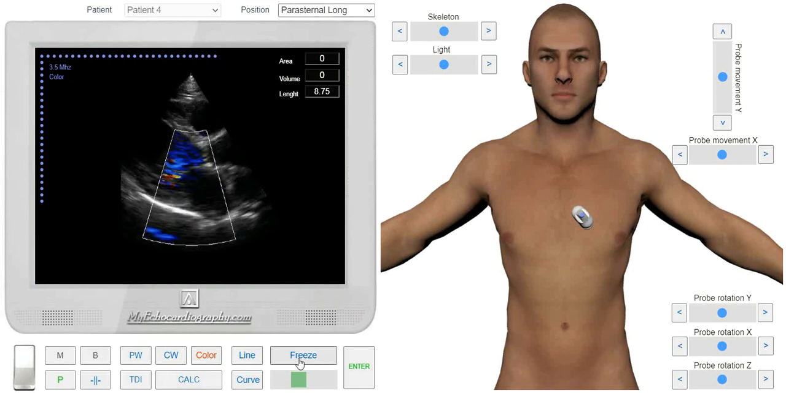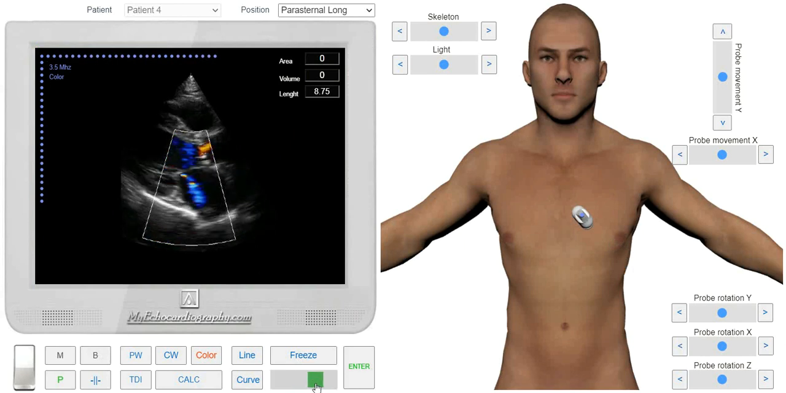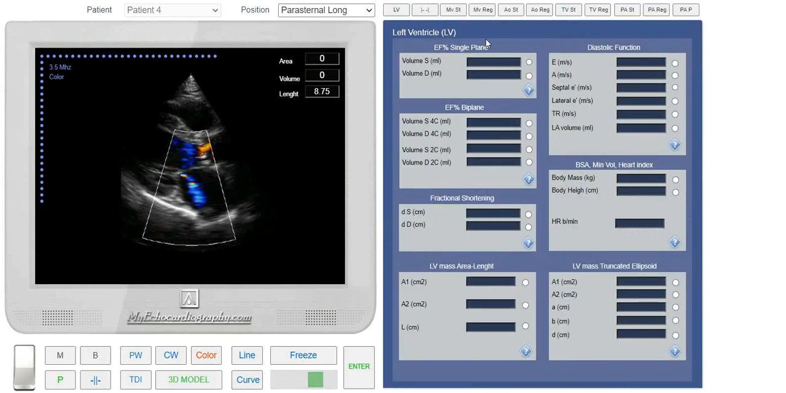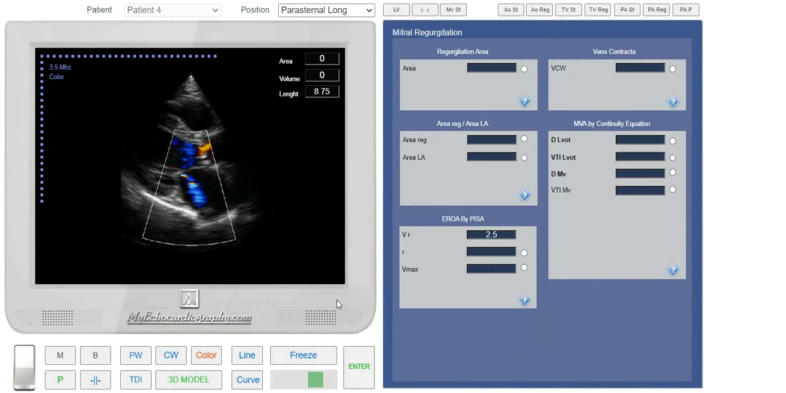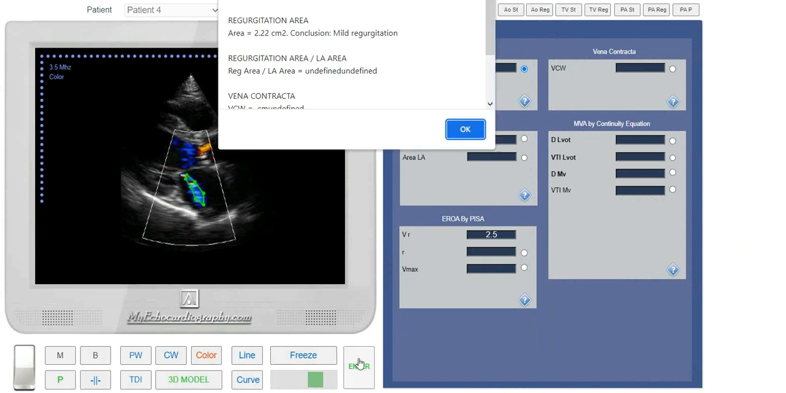As we can see on color Doppler, the patient has mitral regurgitation. Using echocardiography calculators, let's assess the severity of the regurgitation by area of the jet. The patient has mild mitral regurgitation.